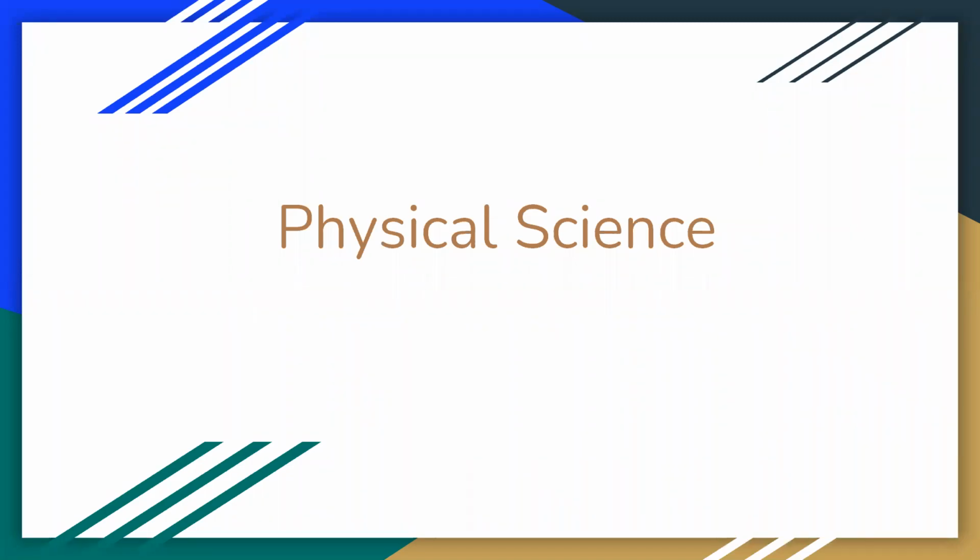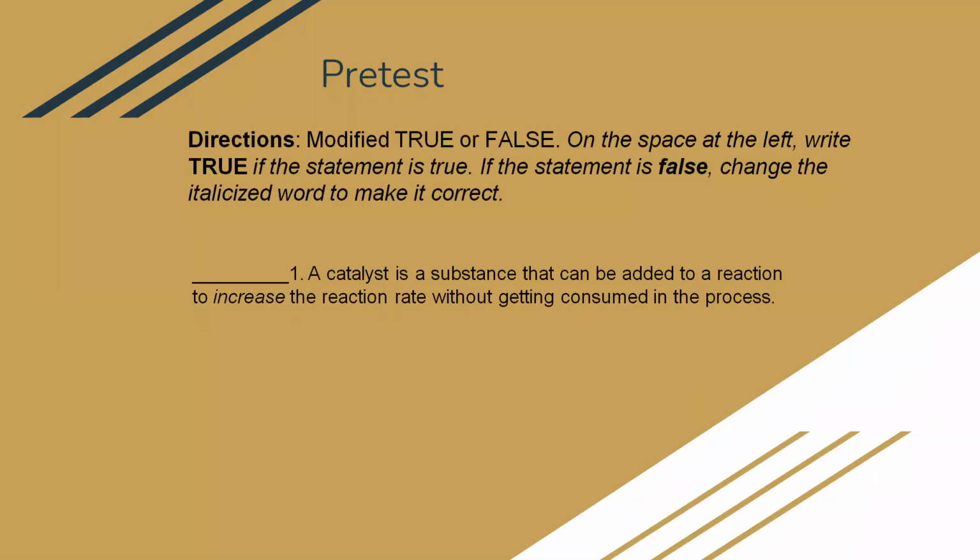So before we start, we'll be having a pre-test. Directions, modified true or false: on a space at the left, write true if the statement is true. If the statement is false, change the italicized word to make it correct. Or you can use a sheet of paper with you.